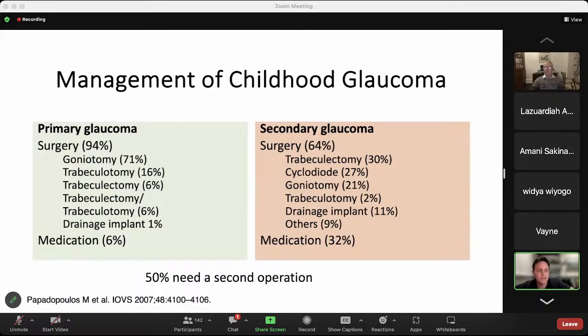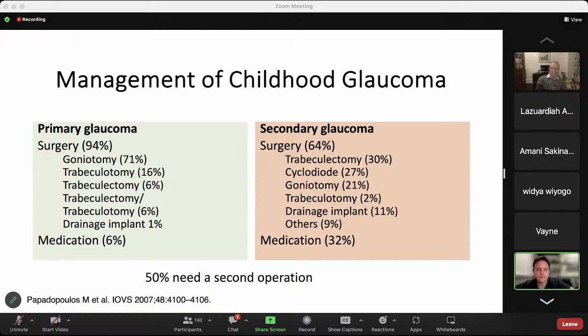The definitive surgery in the vast majority, 85 plus percent, is angle surgery, either with goniotomy or trabeculotomy. If that's not possible for various reasons, you can't access the angle or the angle anatomy is not normal, then some kids end up needing a trabeculectomy. Combined trabeculectomy and trabeculotomy has also been described, done less commonly, and rarely drainage implants would be used as a primary procedure in primary glaucoma.